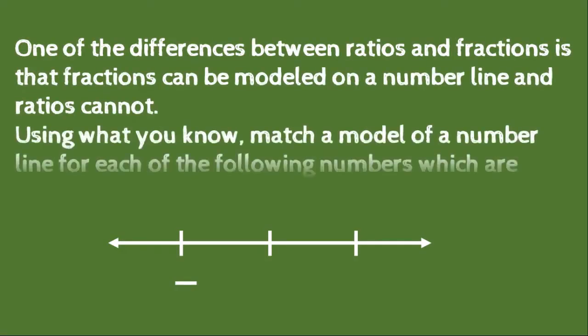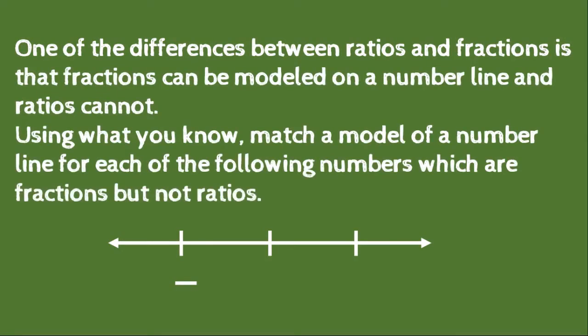In our next example, one of the differences between ratios and fractions is that a fraction can be modeled on a number line, and ratios cannot. Using what you know, match a model of a number line for each of the following numbers, which are fractions but not ratios. In this example, we start on the far left with 1/3, and on the far right, 1. What number could possibly go in the middle of those two?